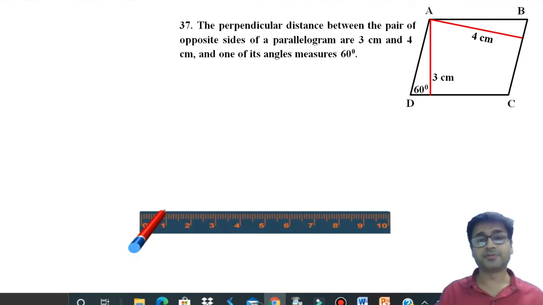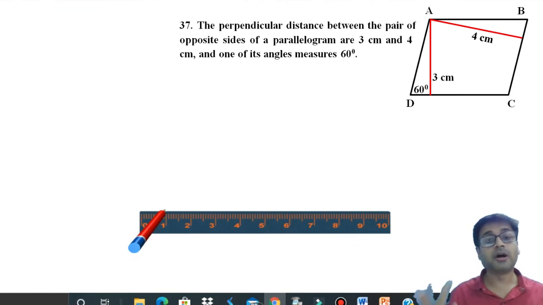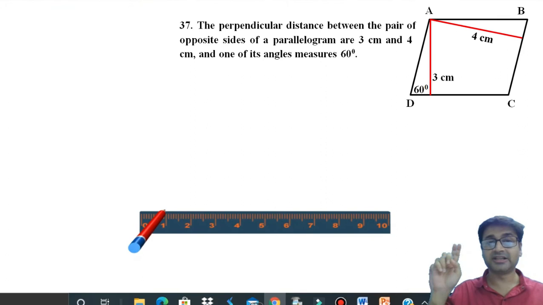Not even the base is provided. So when the base is not provided, how do you start? I want you to try this sum. You should at least get 1 or 2 marks. At least try that much. If you can't, then come back. But at least 1 or 2 marks, that much at least you should achieve.